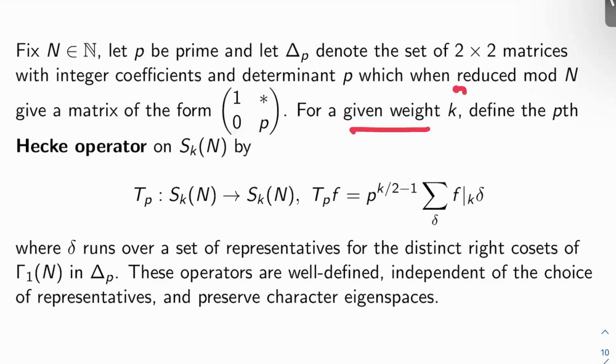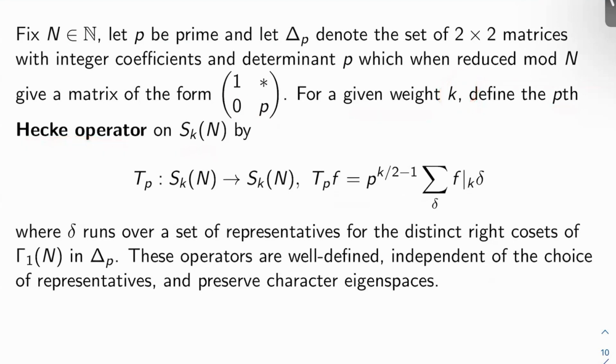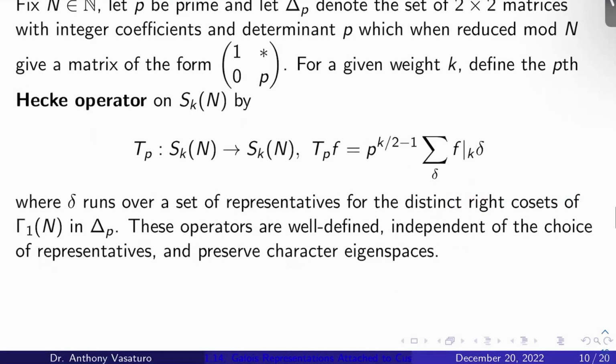If I give you a weight k, we'll define the pth Hecke operator on S_k(Γ_1(N)) as the following linear operator T_p from S_k(Γ_1(N)) to itself. What is T_p f? It's p^(k/2 - 1) times the sum over δ of f |_k δ, where δ runs over a complete set of representatives for the distinct right cosets of Γ_1(N) in Δ_p.